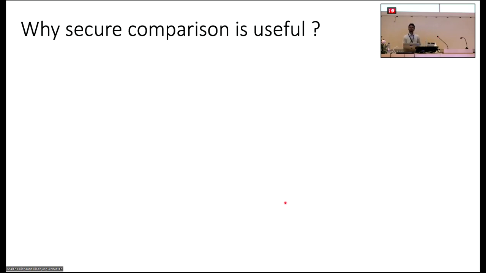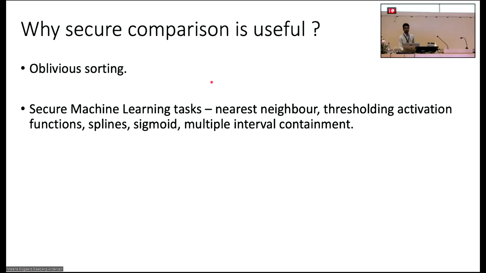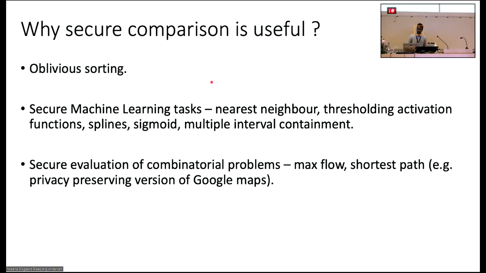And why is secure comparison useful? So first of all, secure comparison is useful in sorting protocols. Then it is also useful in machine learning tasks, for example, nearest neighbors, activation functions, splines, sigmoid, and interval containment. And secure comparison also shows up in the evaluation of combinatorial problems like max flow and shortest path if you want to do this securely.